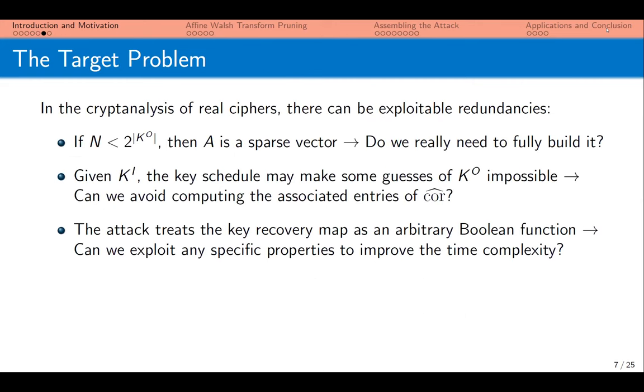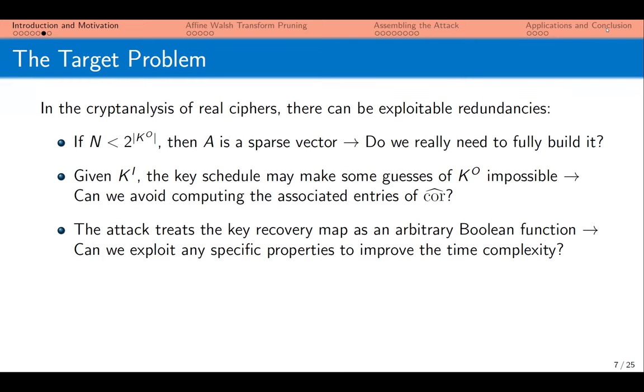The problem that we want to solve is that in the cryptanalysis of real ciphers, there may be some specific properties that we think should be able to reduce the time complexity, but we don't know how to. For example, if the size of the data sample is relatively small compared to the number of outer key guesses, then the distillation table is a sparse vector. So we ask, do we really have to build it?